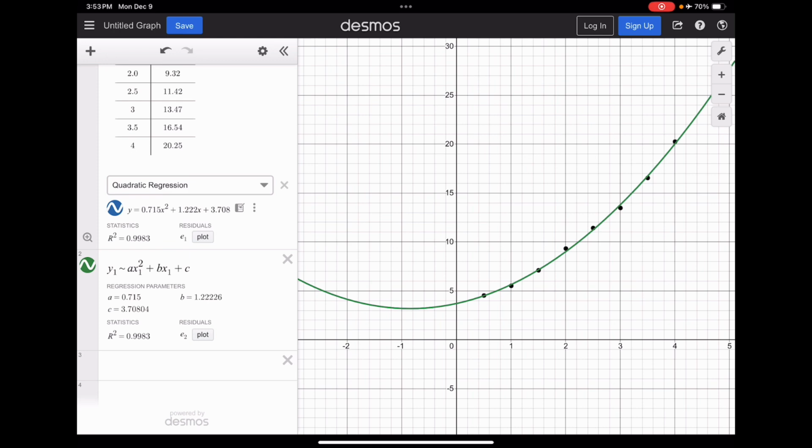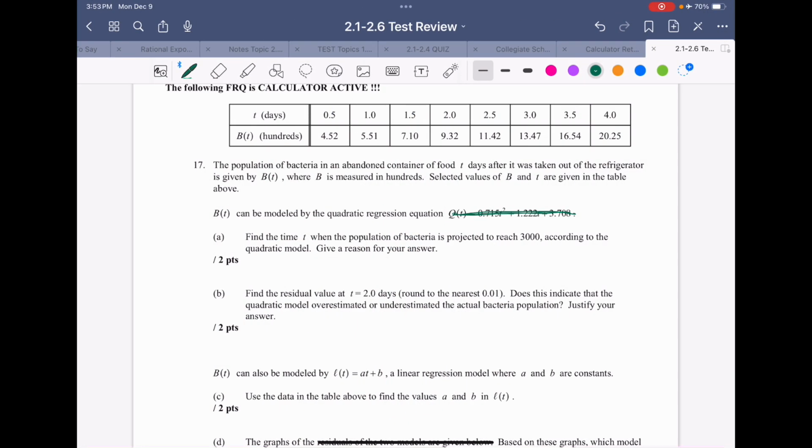And so it says, so if I needed to write it down, okay, even though I just marked this out, if I needed to write it down because it tells me to find it, me writing this down is fine. But me writing this down and me using exactly what I see, those are two different things. If you type this in like you see it, you may not get the same answers that we're about to get. So we want to be careful with that. So it says, find a time t when the population of bacteria is projected to reach 3,000. So that means that I know that B of t equals 3,000.